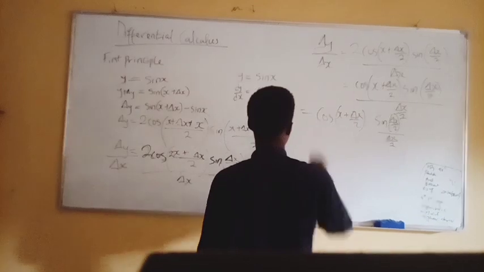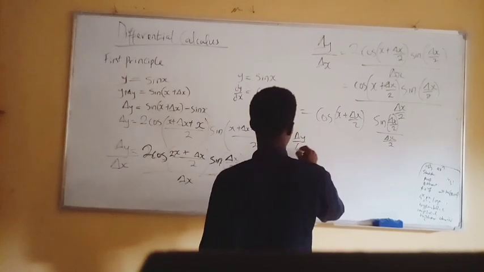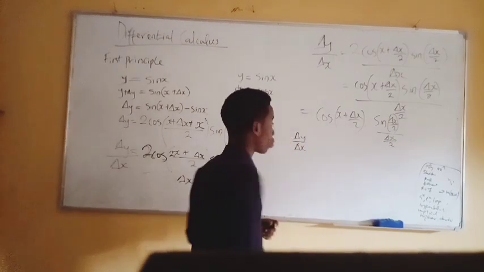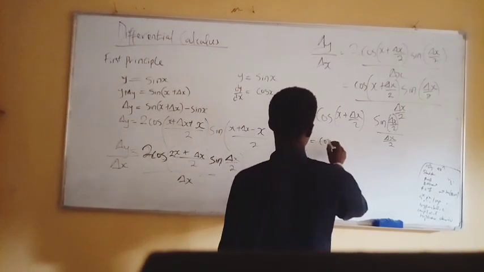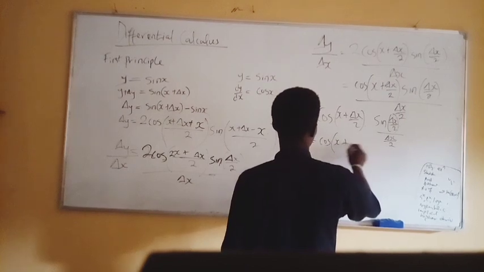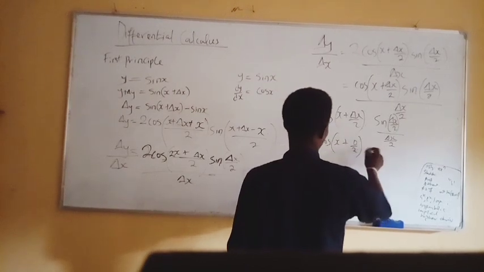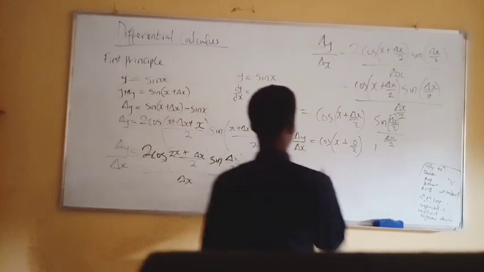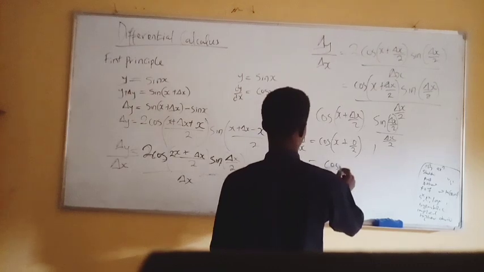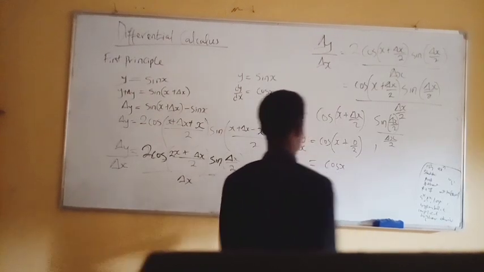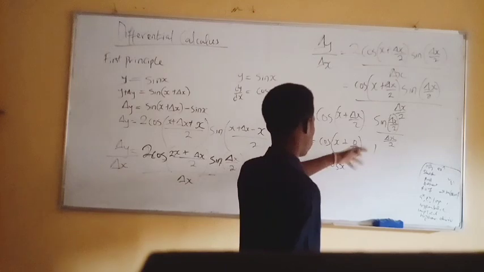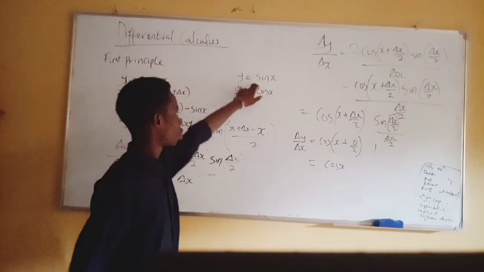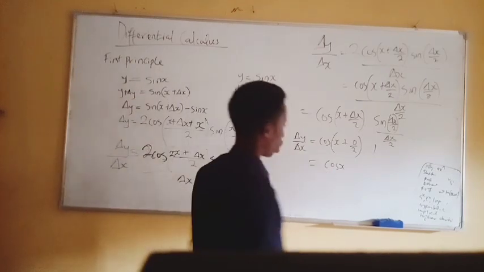So obviously our delta y over delta x, as delta x tends to 0, is cos x plus 0 over 2 times 1, since I've said the limit of this is 1. So that gives us cos x, because this times 1 is the same thing. 0 over 2 is 0, x plus 0 is x. So the derivative of sin x is cos x.